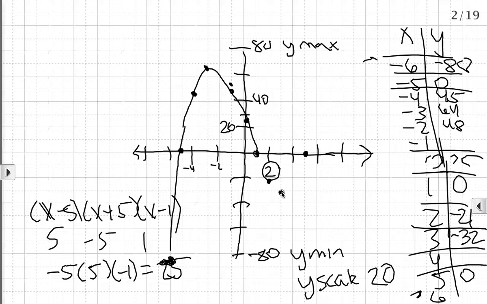And then 4 minus 5, 4 plus 5, 4 minus 1 gives me negative 27. So right about here, I guess. So my graph came from this side, now I'm looping back around.